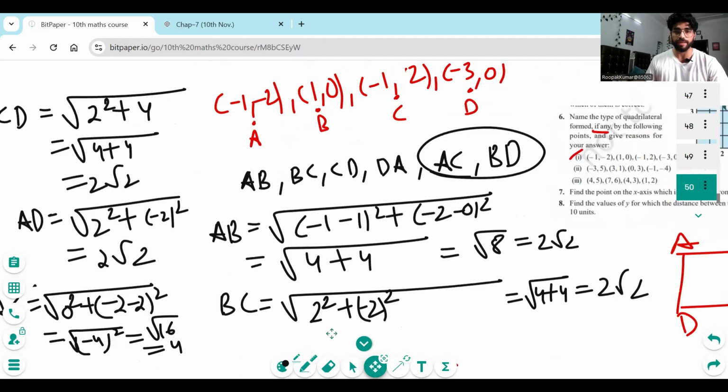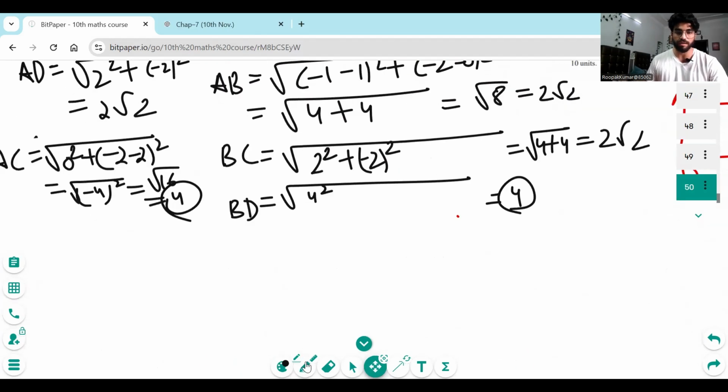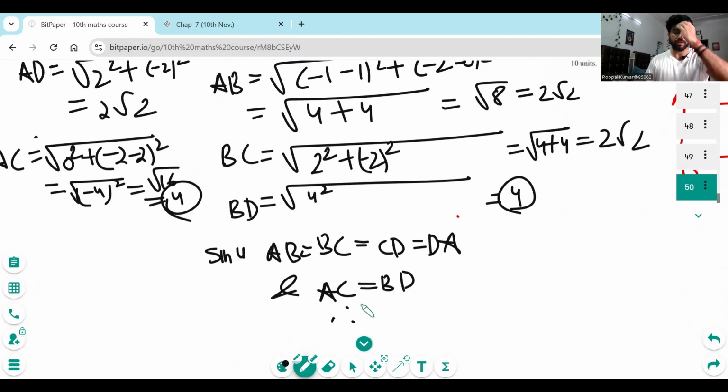Now let's calculate BD. If we go for BD, this will be 1 minus minus plus, so 4 squared, and 0 is 0. So the square root is 4. So we are getting diagonals also equal. So definitely the square. Since all four sides are equal, AB is equal to BC is equal to CD is equal to DA, and my AC is equal to BD. That's why we'll say it is a square.